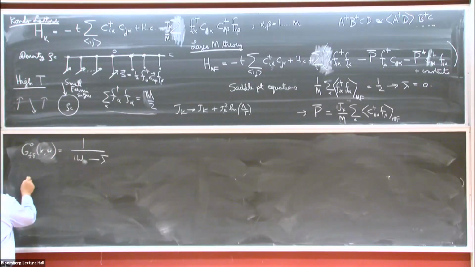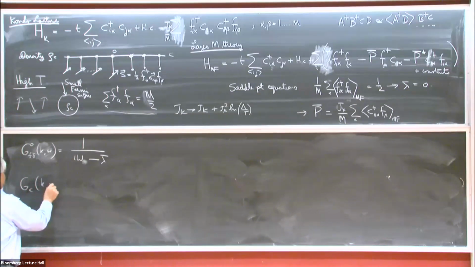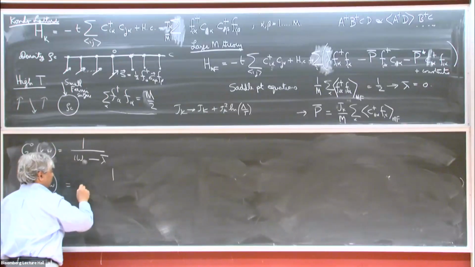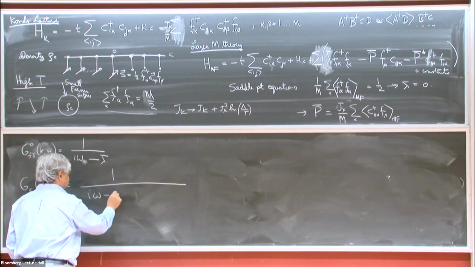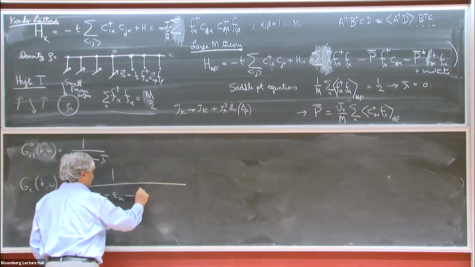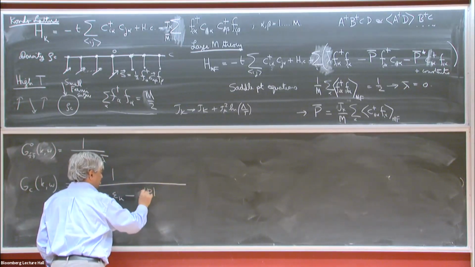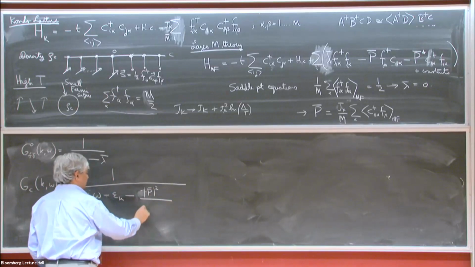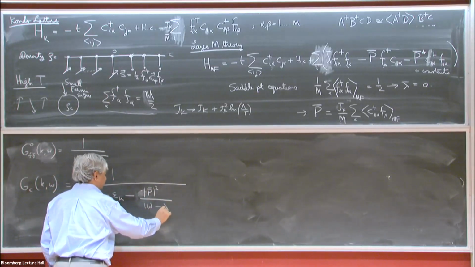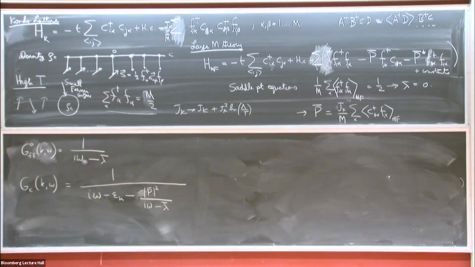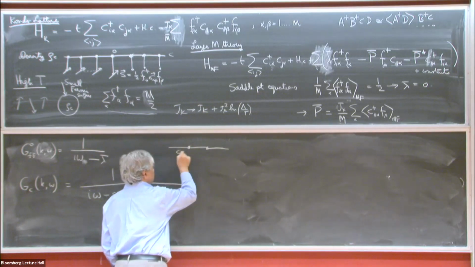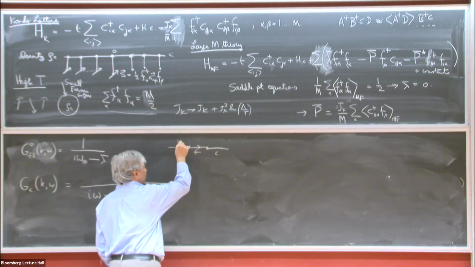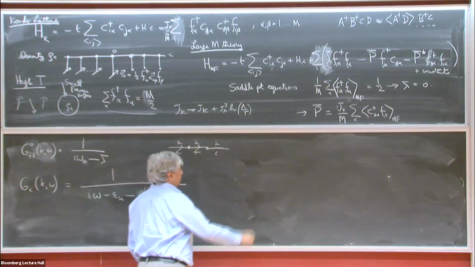Then what about the conduction electron Green's function? Well, let's get it to all orders. G_c of k, i omega_n will be what? Well, it'll be very similar to what we had before, but there's the bare Green's function, 1 over i omega minus epsilon_k minus p bar squared over i omega minus lambda bar. That's it. So this is just a sum of these graphs again, c, f, c, but now it's the same momentum in every line, and so on.